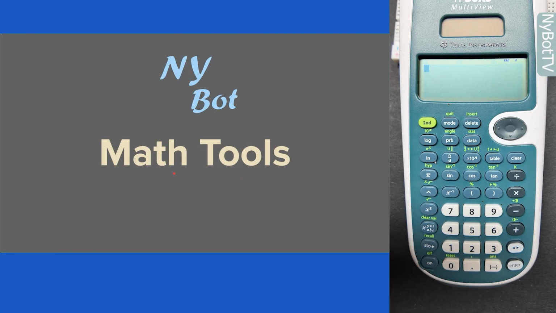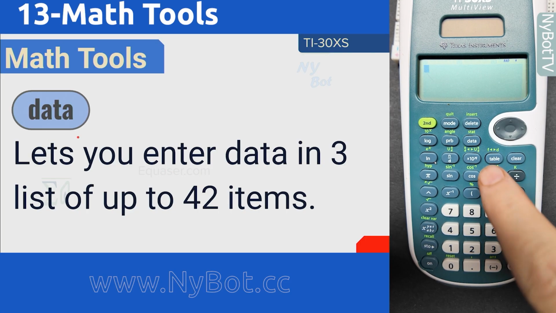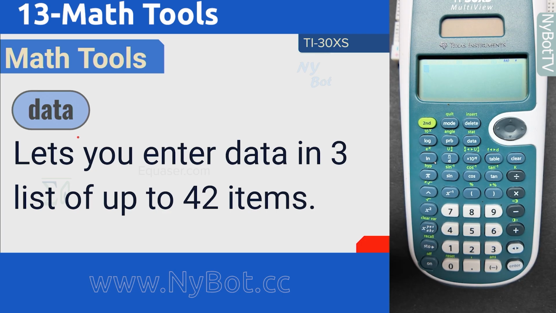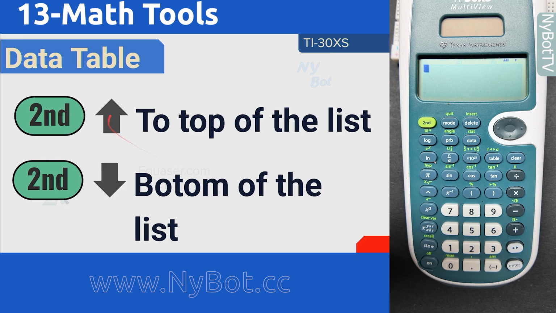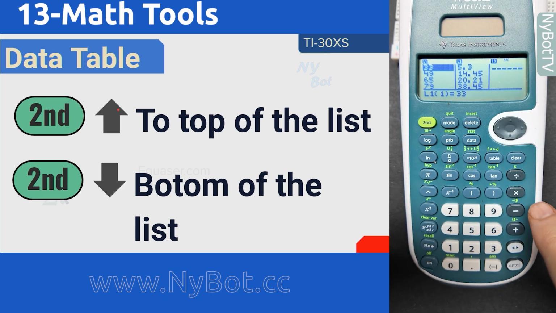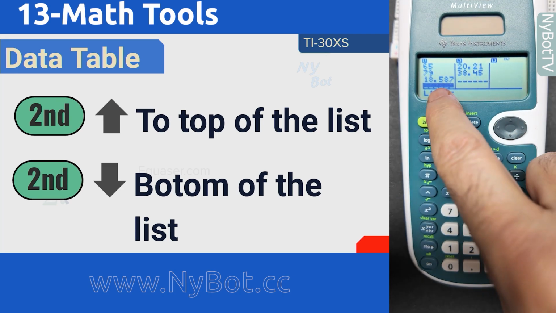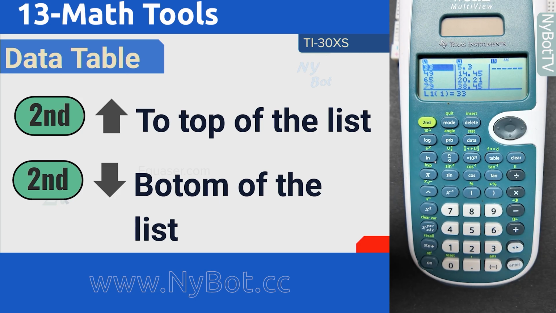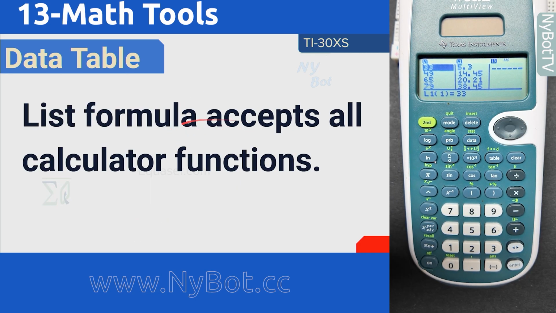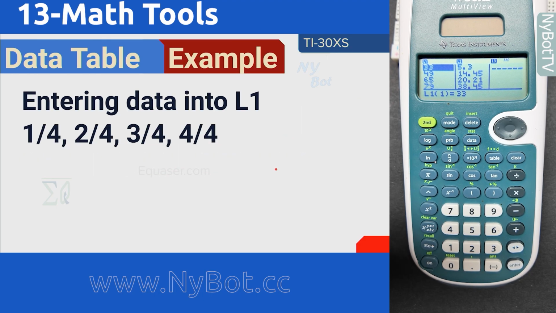Now let's have a look at the math tools. If you press data, this button, the data lets you enter data in 3 lists of up to 42 items. We can go up to second function, up to the top of the row. We have already here second function down. It brings you to the bottom, and this gives you the top of the list. List formula accepts all calculator functions.